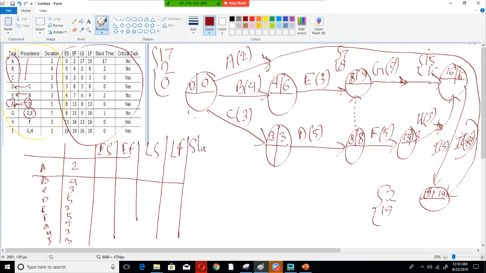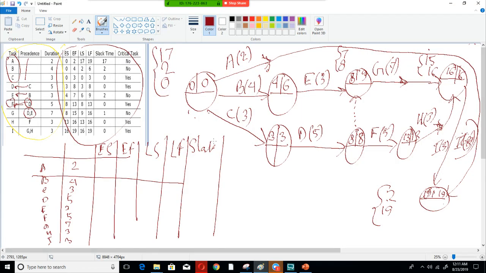Now I have to calculate the early start and early finish, late start, late finish, slack time, and critical. So now I have to find all these, and also if this is a critical task or not. Critical task CT, critical task or not. Acha. So a really easy way of doing this is, let me see for A.